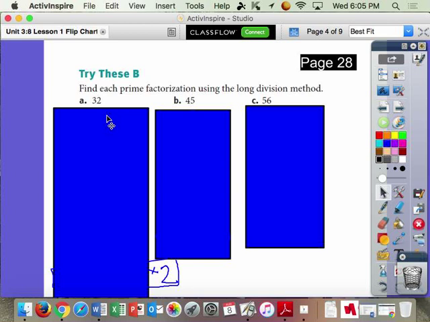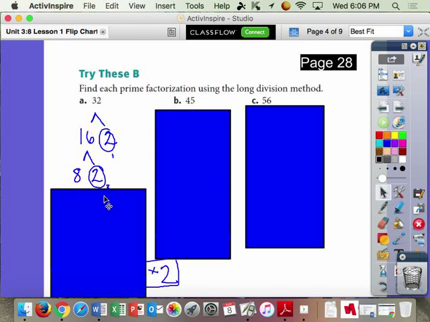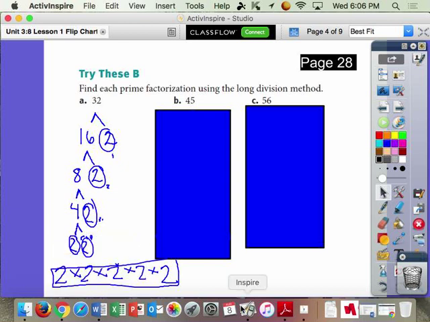Welcome back. All right, so 32. You could use 16 and 2. You could use 8 and 4. You could use a whole bunch of different options. I use 16 and 2. But regardless, if you broke it down and you went to all prime numbers, you should have had 2 times 2 times 2 times 2 times 2. So that's 5 2's multiplied together.